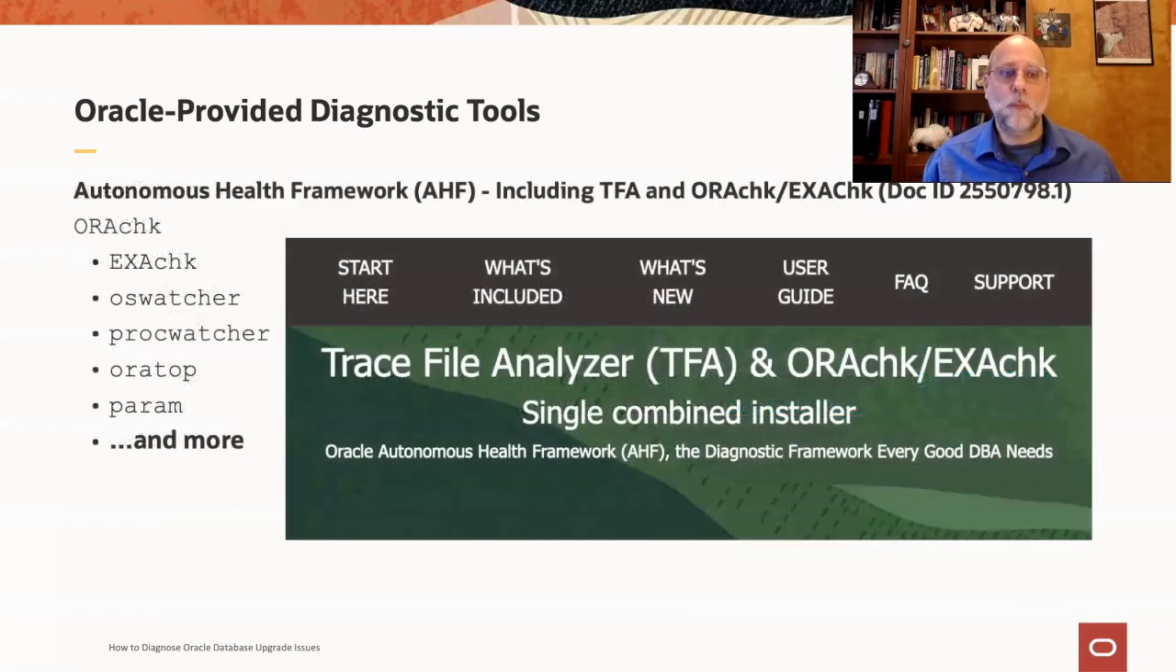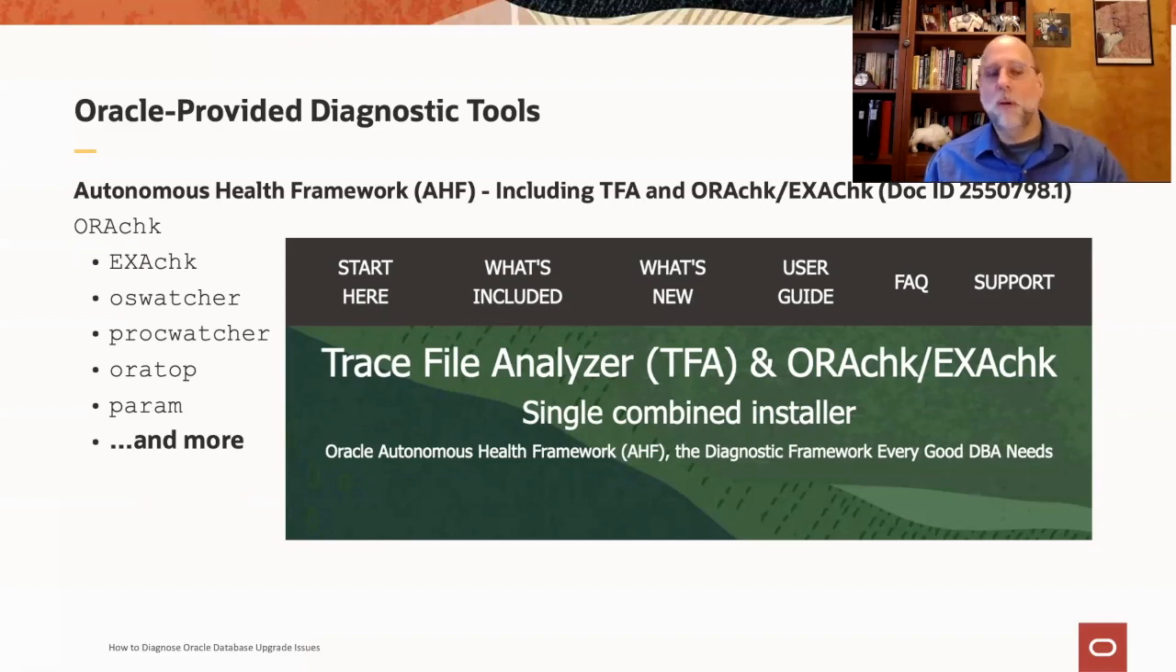And the main thing to mention here is that we've taken all of these tools and more and incorporated them into what is now called the Autonomous Health Framework. You might get a hint from the name that this is something we've pulled together and refined over the couple of years now that Autonomous Database has been available, and we continue to refine this. It includes TFA, which is our Trace File Analyzer, or OraCheck, or ExaCheck, depending on which platform you're on. And I talked about OraCheck earlier. You saw some examples of that, but it has so much more.